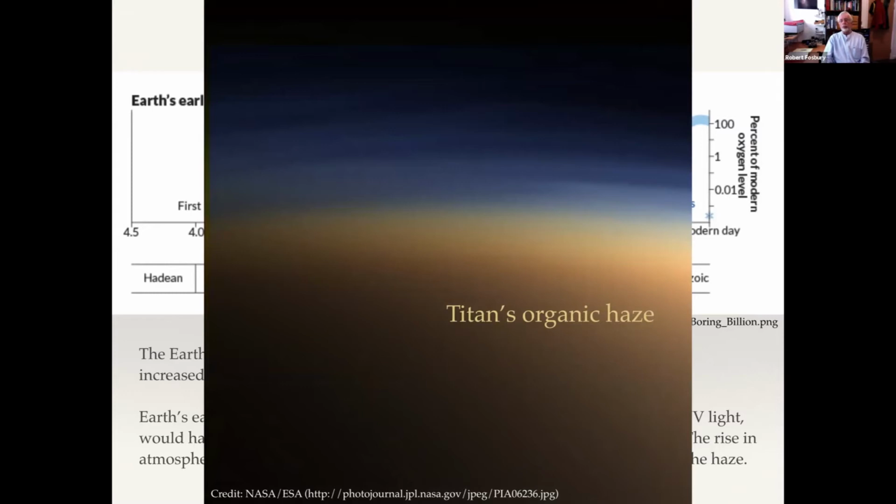In the solar system, we can see atmospheres which are possibly rather similar to that. Titan's organic haze atmosphere, the largest satellite of Saturn, probably looks a bit like the early Earth's atmosphere, where we get this orange haze down at ground level.